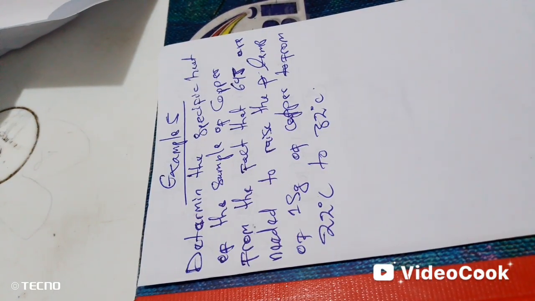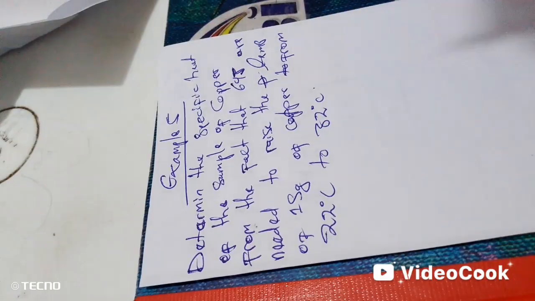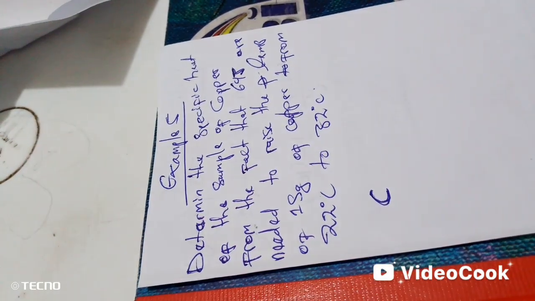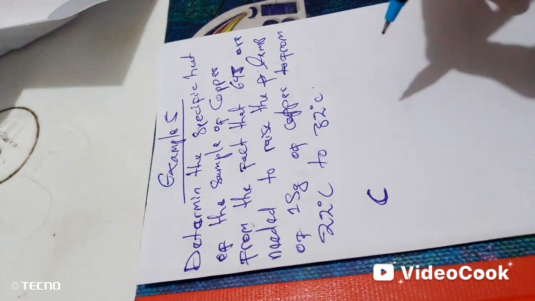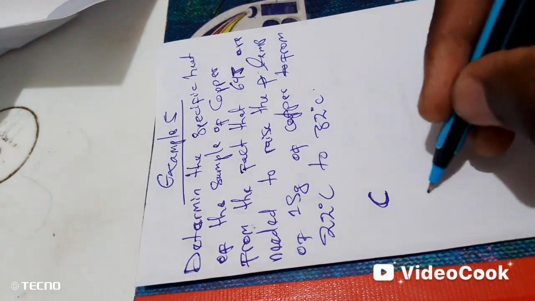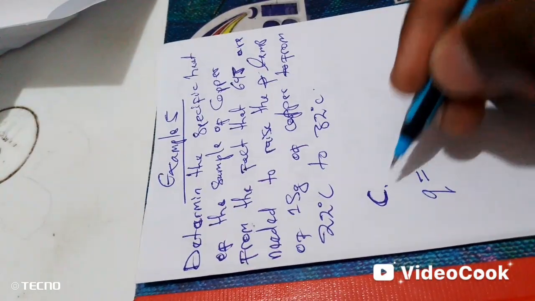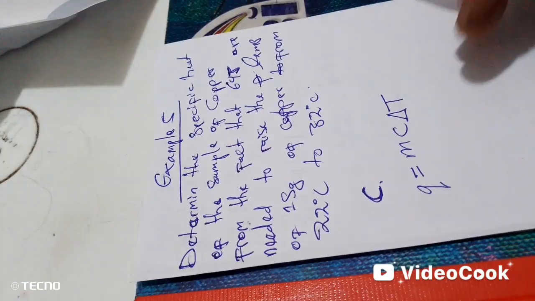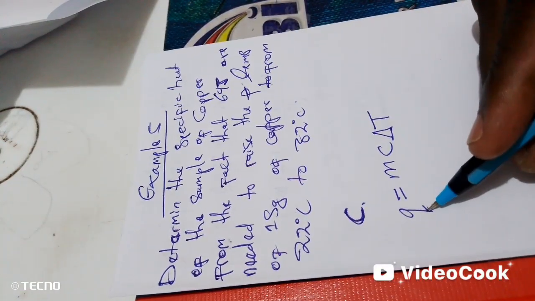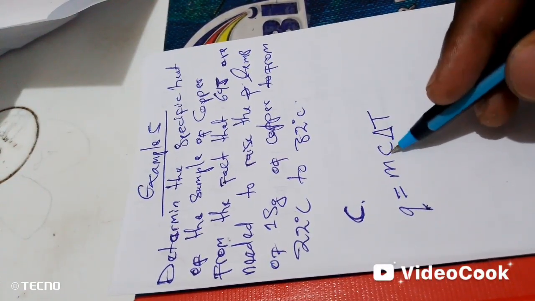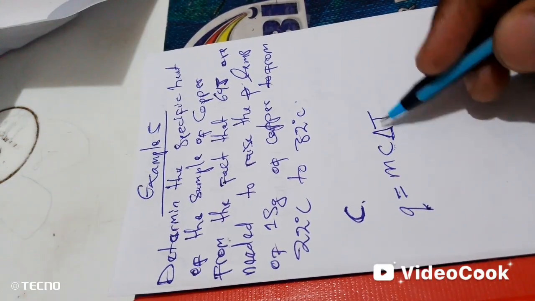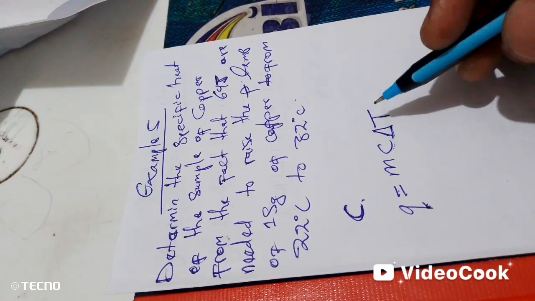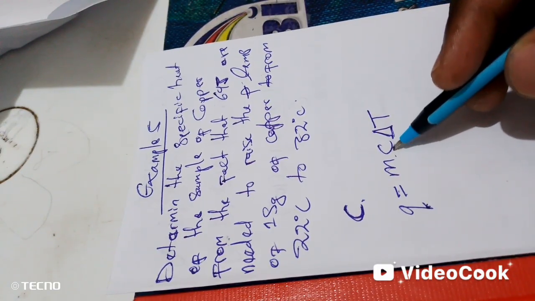So how are we going to solve this? They are telling us to find the specific heat capacity, and specific heat capacity uses the letter C. Since we have grams in here, I think the best formula to use is this one, so I'm going to derive the specific heat capacity from it. Heat is equal to mass times specific heat capacity times the difference in temperature. So I'm going to make C the subject of the formula.